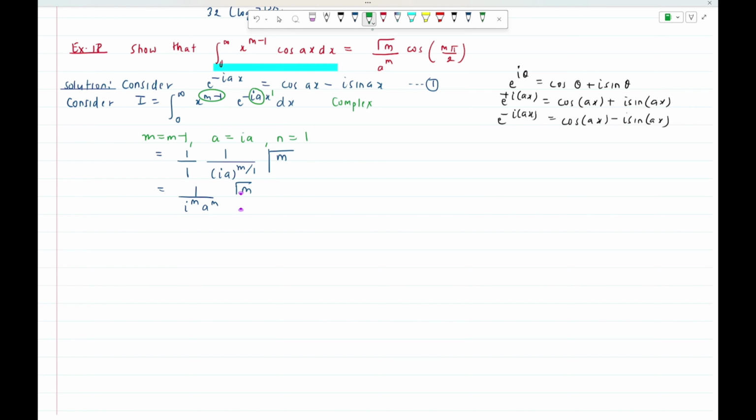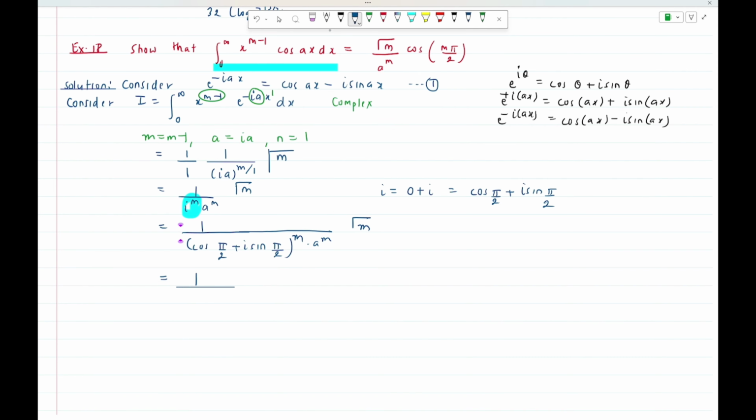In the right side, we need cos of m pi by 2. Again, we don't have the imaginary part. So this expression is going to come from this term, i raised to m. So we know that i is actually 0 plus i, and we can say that this is cos of pi by 2 plus i times sine of pi by 2. So therefore we get 1 over i, we are going to write it as cos of pi by 2 plus i times sine of pi by 2 raised to m, and then a raised to m into gamma of m.